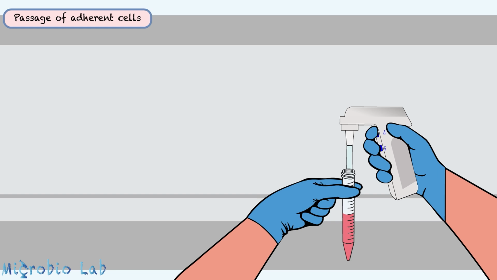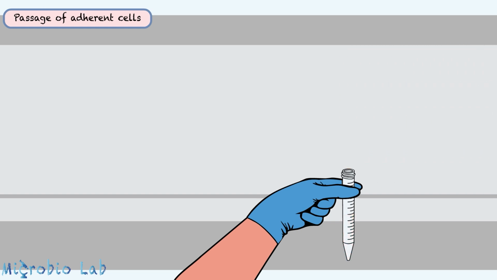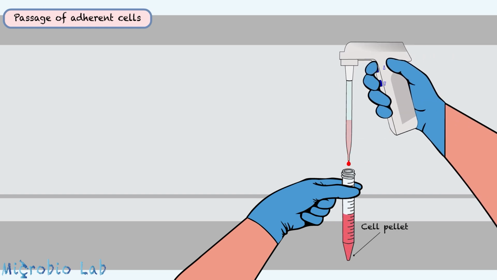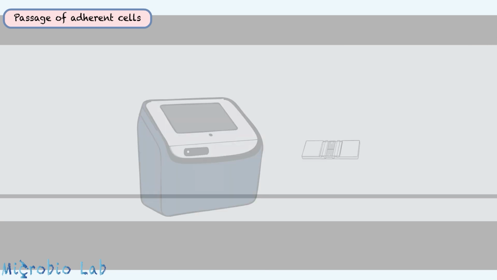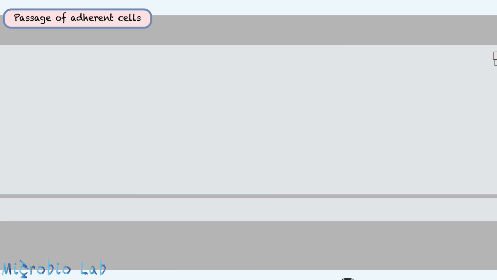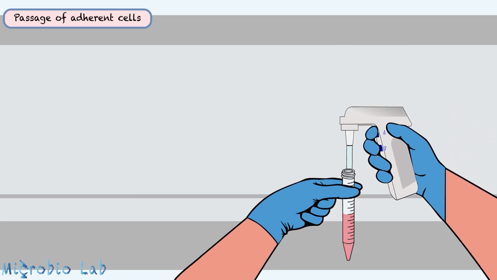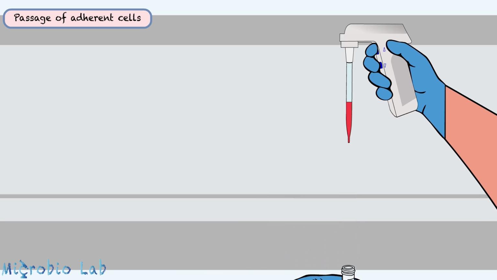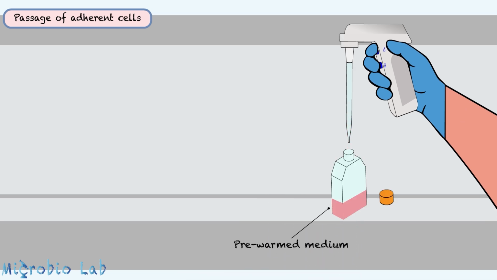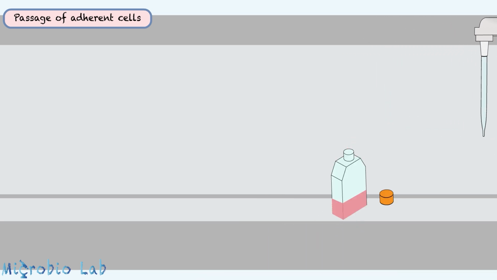After centrifugation, aspirate the supernatant. Gently resuspend the cell pellet in fresh medium. Count the cells if necessary. Transfer the resuspended cells into new culture flasks with pre-warmed culture medium, ensuring even distribution across the surface. Adjust the seeding density according to experimental needs.